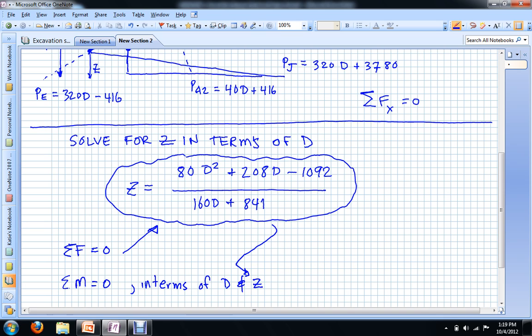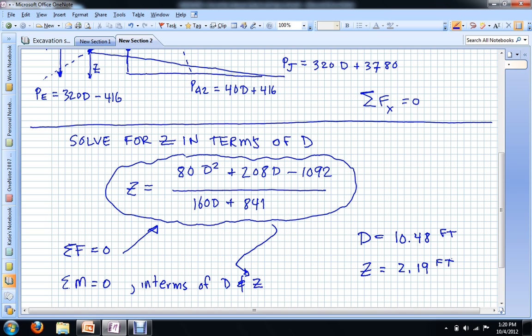But when you have indeed done that, solved your simultaneous equations, your sum of forces and your sum of moments, you will end up with a depth here in this problem of 10.48 feet and a z distance of 2.19 feet. Now, to make it simpler, you might want to use Excel with this and do goal seek.